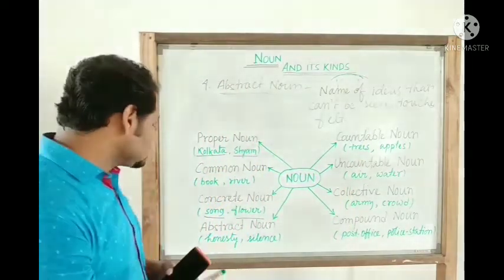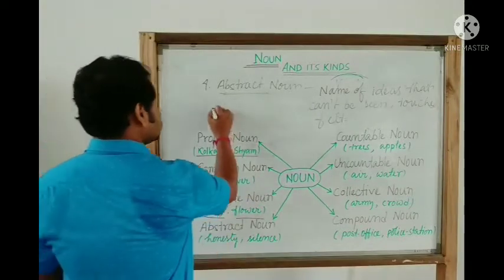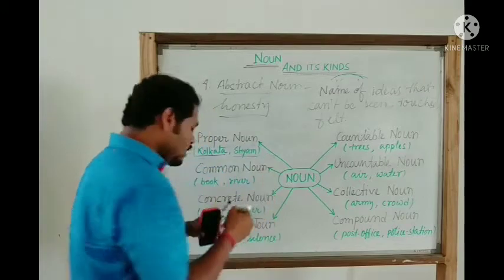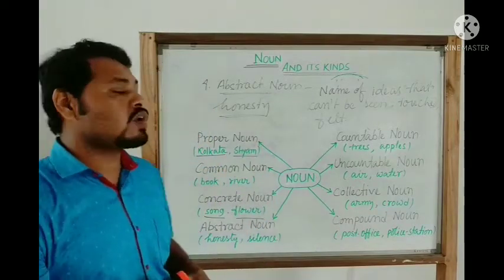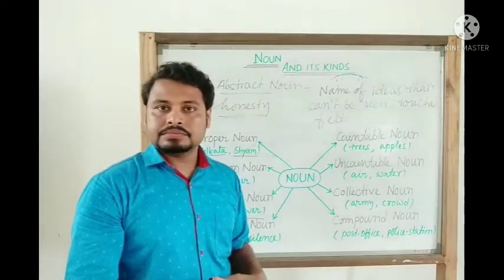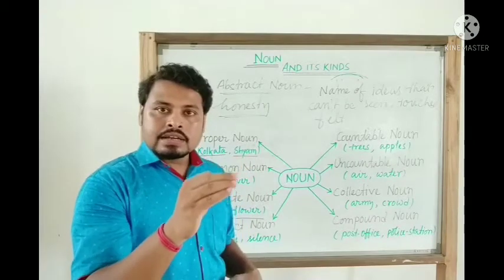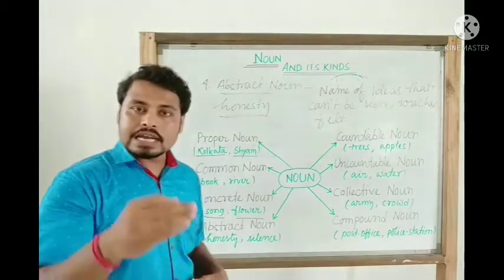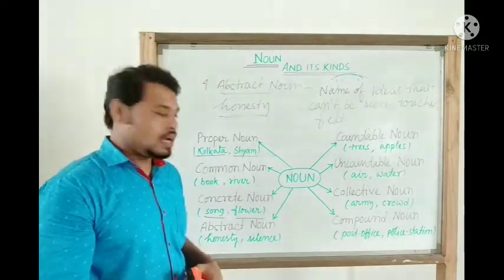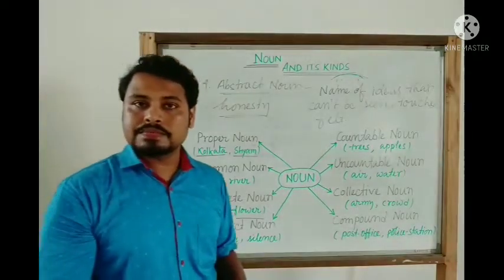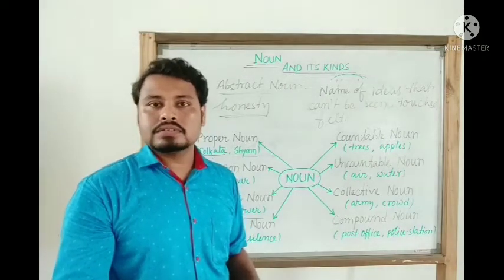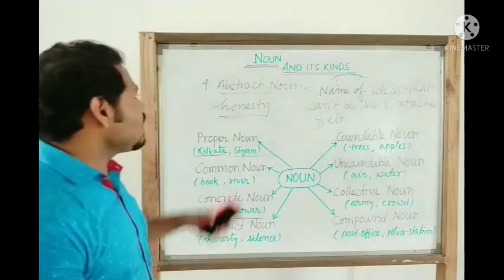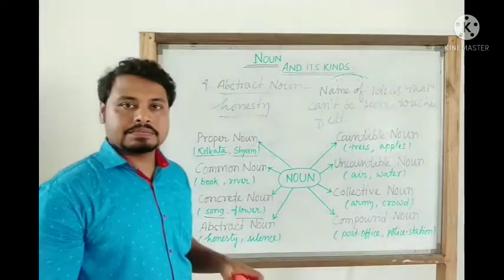For example, if we say honesty. Now this honesty cannot be seen, cannot be touched. So this honesty is the name of the idea. Again, if we say silence, love, smile, goodness, these all are abstract nouns.